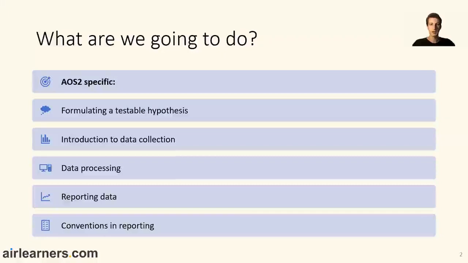So what are we going to do today? We are going to take a look at some of the generic things, but with a focus on Area of Study 2. So what is that going to look like? That's going to look something along the lines of coming up with a testable hypothesis. We're going to consider how we're going to collect data, we're then going to process that data and then report on it somehow. We will then take a look at the very end at some conventions in reporting. So let's get started.